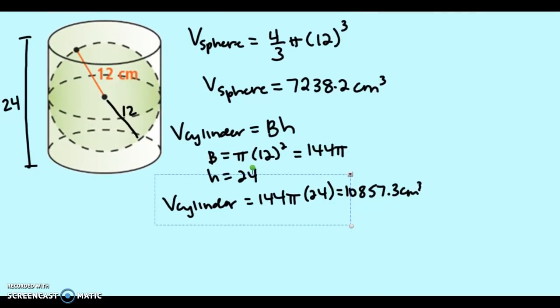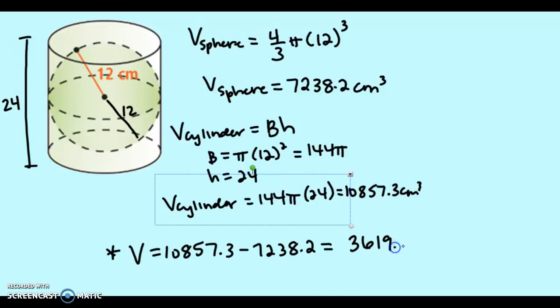volume. Now, to answer the question, they want to find the volume of that leftover space once I put the ball inside the cylinder. So the volume, I'm going to take the volume of that cylinder, and I'm going to subtract the volume of the sphere, and I get a remaining volume of 3,619.1 centimeters cubed.